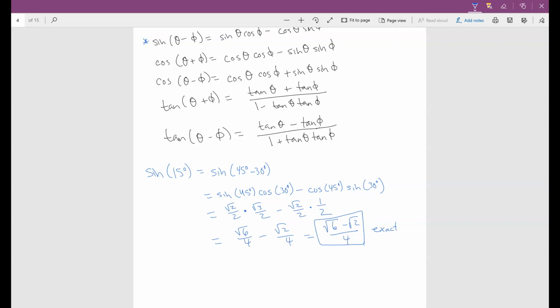If I were to give this on the exam, I would want the exact answer, not the approximate answer, because then I'll know that you just put it in the calculator. So I would want you to do this as well.